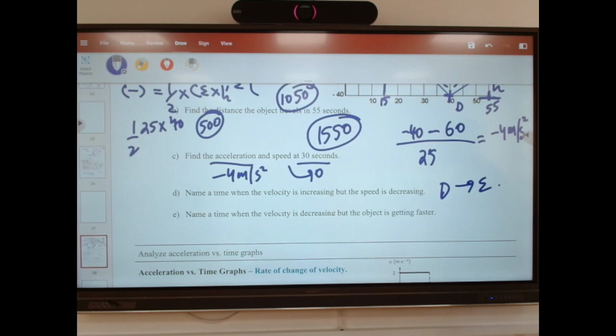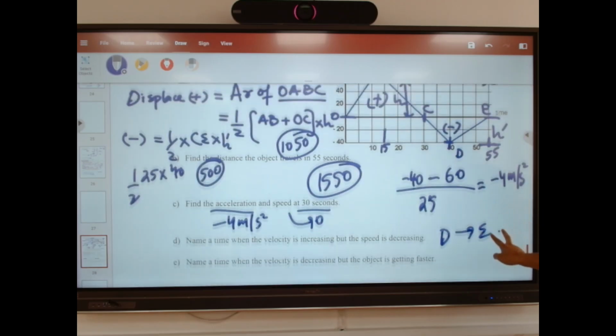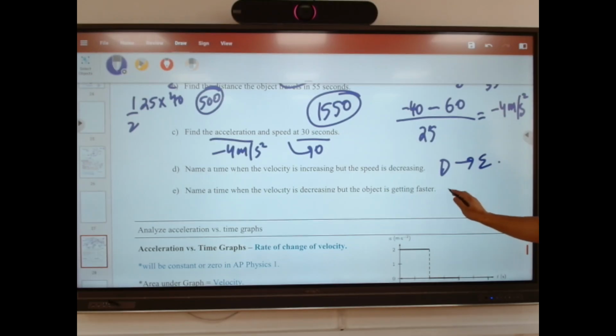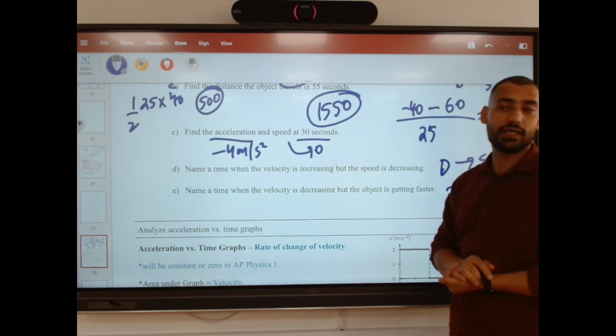And what about the last one? Name a time when the velocity is decreasing, but the object is getting faster. C to D. Velocity is decreasing. It's B to D. We have to take the whole time. Yes. I think this should be your homework. Is that fine? Think about it.